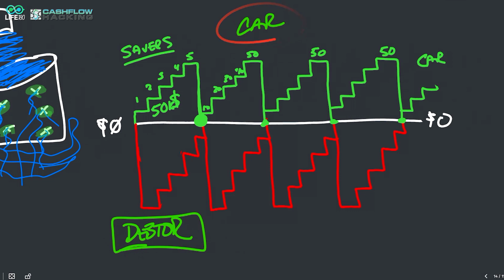A debtor says, all right, well, I have income, right? So because I have maybe $100,000 per year in income, I can go buy a car. And so what are they going to do? They're going to say, all right, I want to buy a $50,000 car. So they go $50K in debt. They go down in debt right here to buy this $50,000 car.